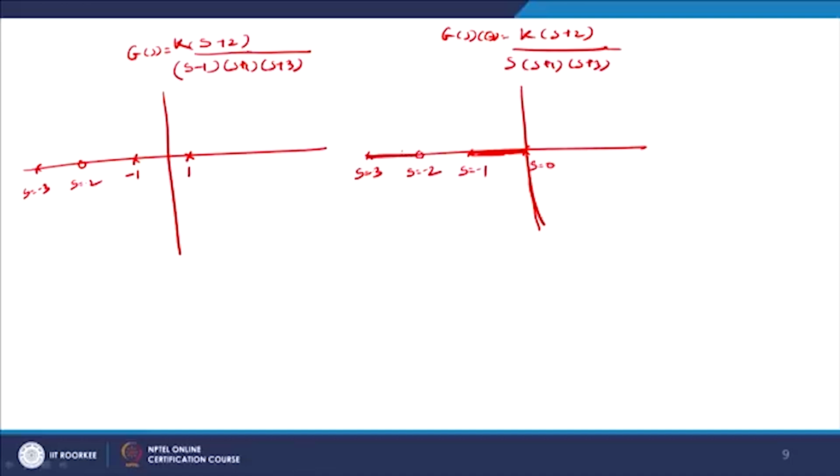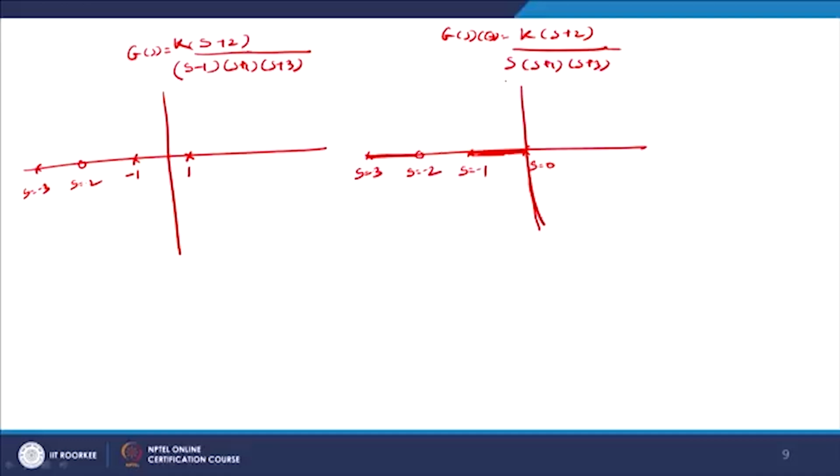Now in this case what will happen? The root locus starts from a pole and terminates, and it will also start from here and terminate at the zero. But for these 2 cases, the root locus will terminate at infinity. For that purpose, we have to calculate the centroid.